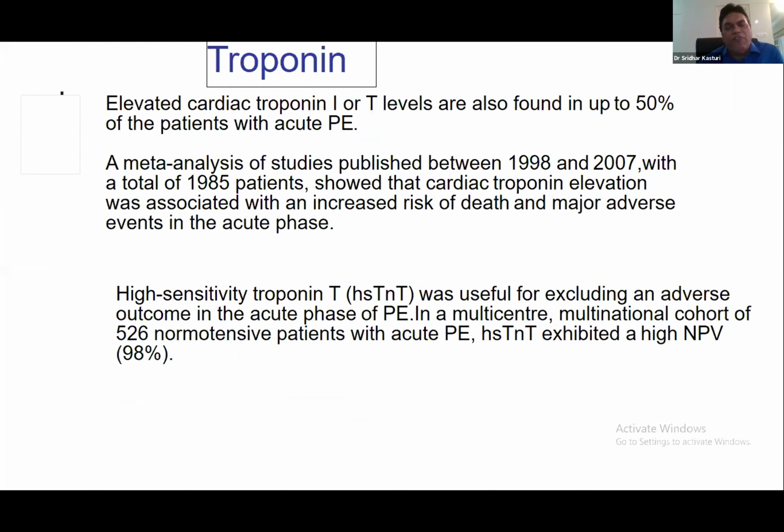Always check the TROP-I. About 50% of acute PE patients will have an elevated TROP-I. There is a meta-analysis of studies published between 1998 and 2000 that collected 1985 patients. It showed that it is associated with increased risk of death and major events in the acute phase. So never forget to do TROP-I, echo, and NT-proBNP. These three are the predictors.